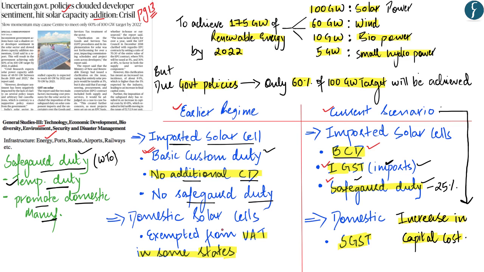And for the domestic solar cells, in the earlier regime, a lot of states had given exemption from the VAT for the domestic solar cells. But under the current scenario, all the domestic solar cell producers have to pay the SGST. So you see, all of this is leading to the increase in the capital cost as far as the solar power projects is concerned. With this, let's move on to our next news.